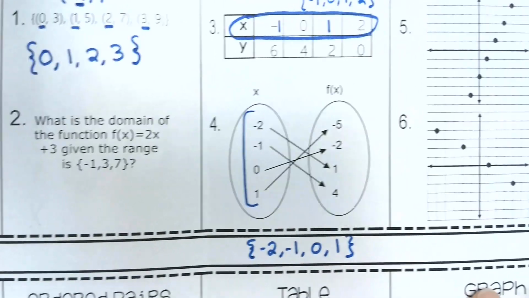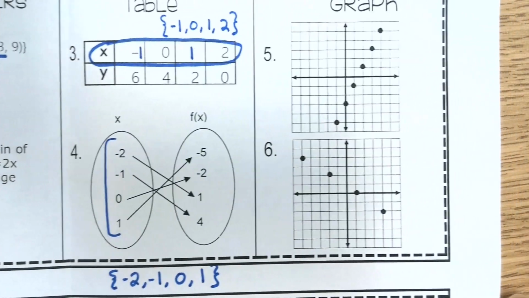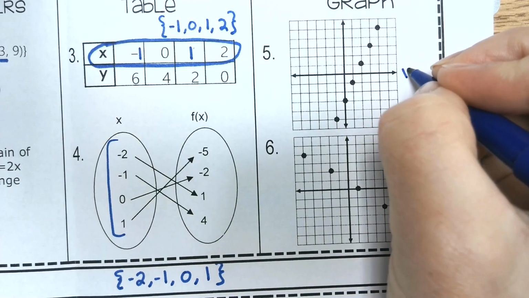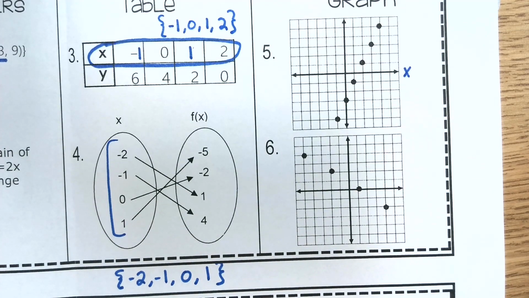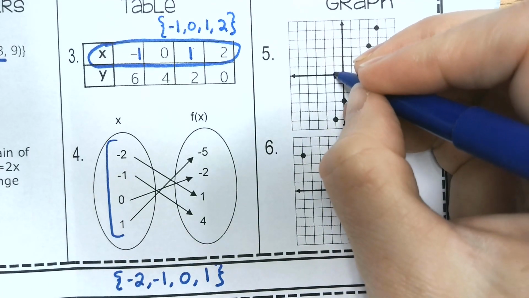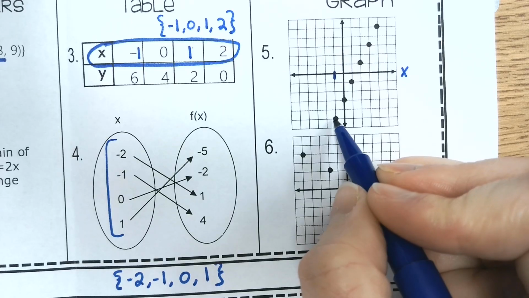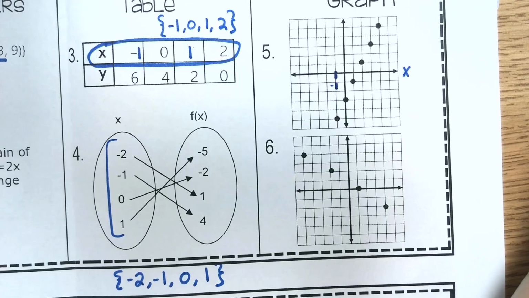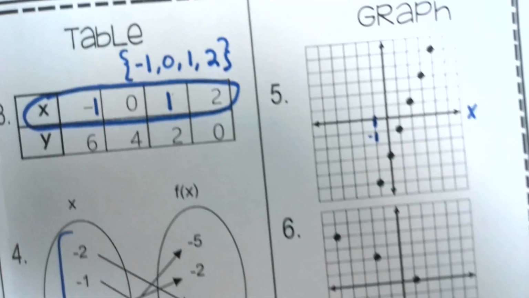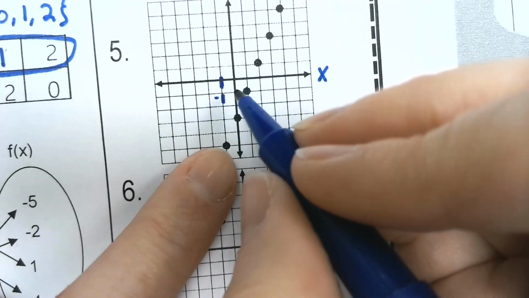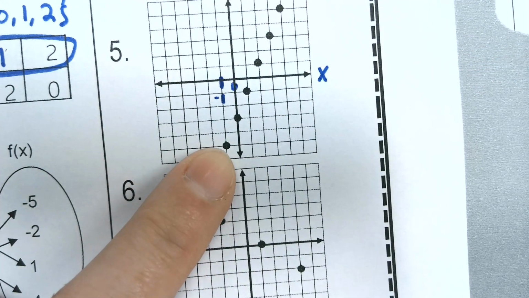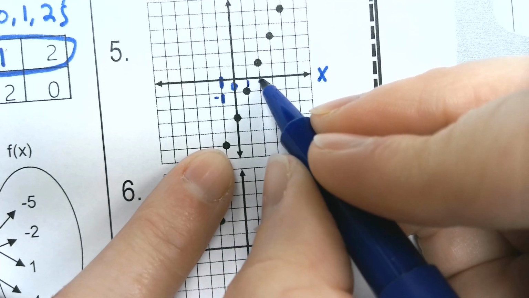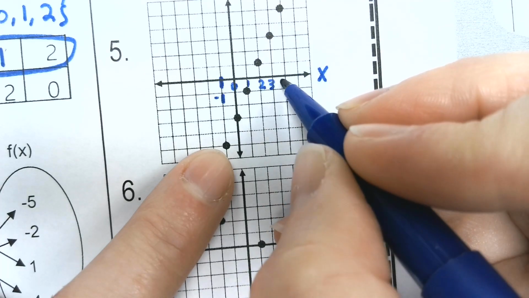Okay, let's go to the graph. We want all the x values. Let's label the x-axis. So we want to see what the furthest x is. See this point? That x value is going to be at -1. This x value is going to be at 0. This is at 1. This one's at 2. This one's at 3. This one's at 4.